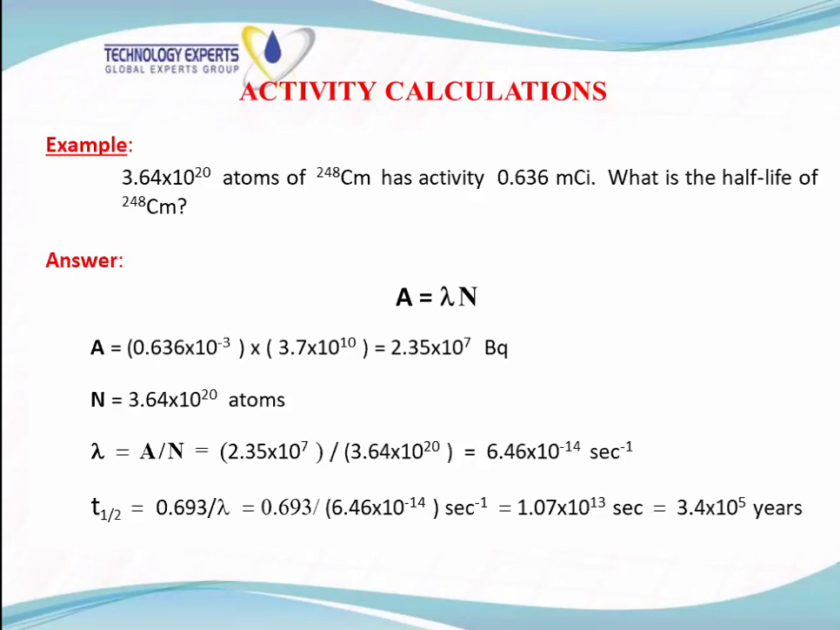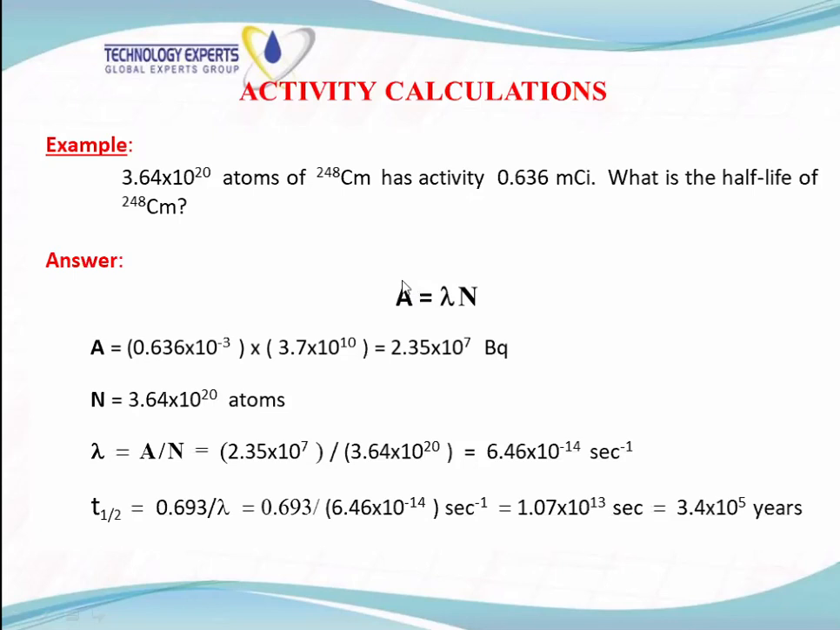Another example: you have 3.64 × 10^20 atoms of this samarium-284 with an activity of 0.6 millicurie. Now this is activity in millicurie. He gives you the activity and the number of atoms. What is the half-life of this isotope? As you see in this equation, we have 3 parameters: activity, lambda, and number of atoms. He can give you 2 and ask about the third one.